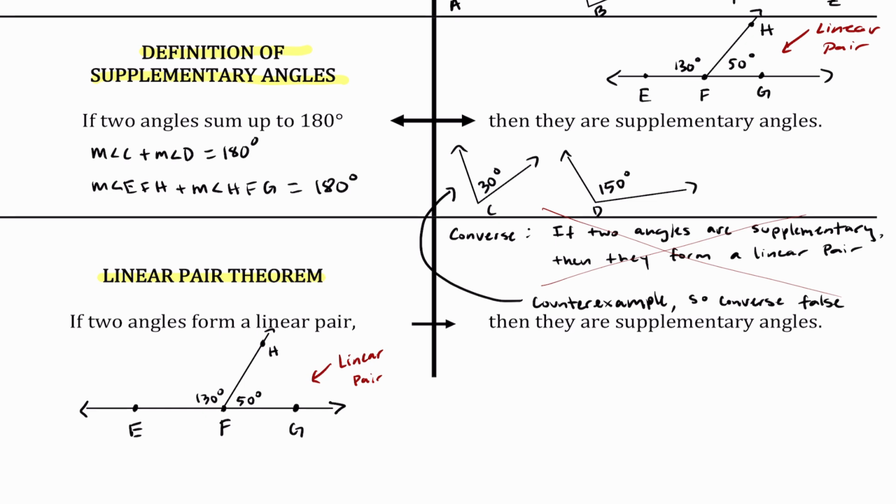So know that the linear pair is not a biconditional statement. It only goes one way. If two angles form a linear pair, then they are supplementary angles. And that direction there is true.